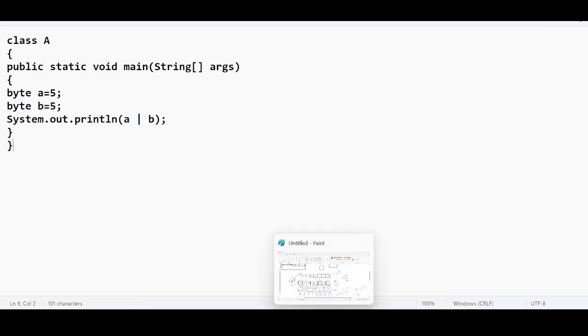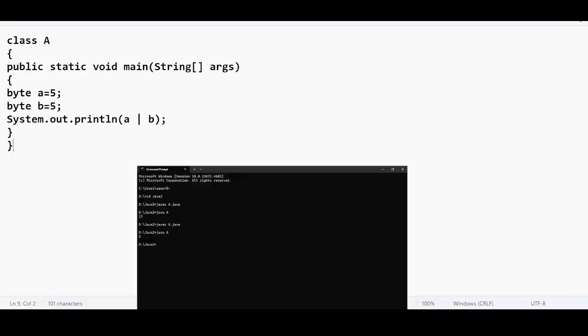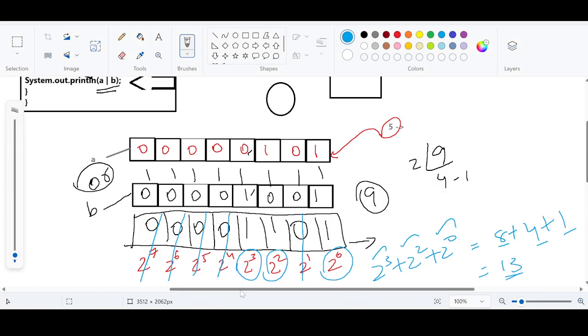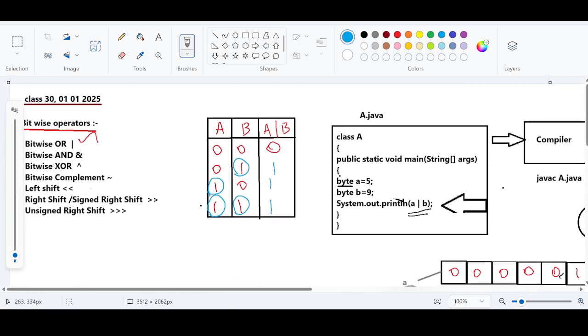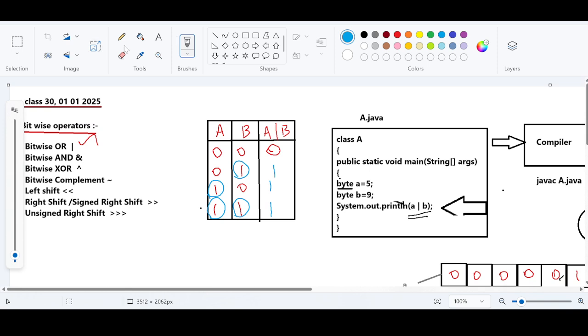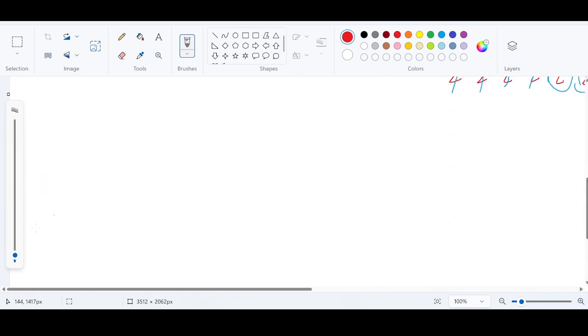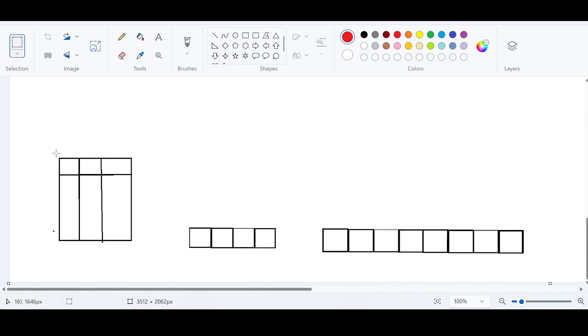So we have understood what things are happening behind the scenes to display the output in the console, especially when you use the OR operator. Okay, directly, if you remember the truth table, you can answer this very easily, right? And what is the next operator? Next operator is the bitwise AND operator. Okay. What is the truth table for AND? Yesterday, if you remember, you can answer this to me.